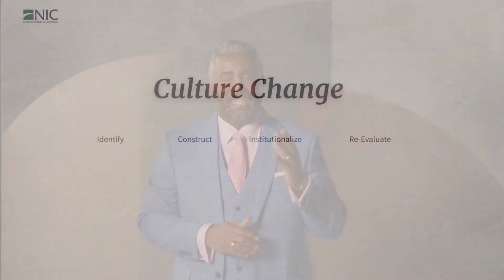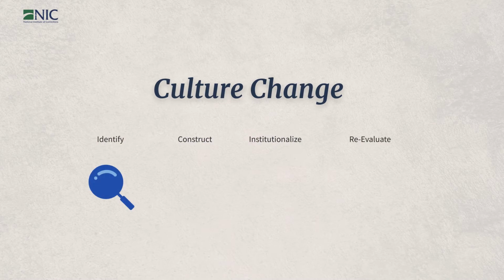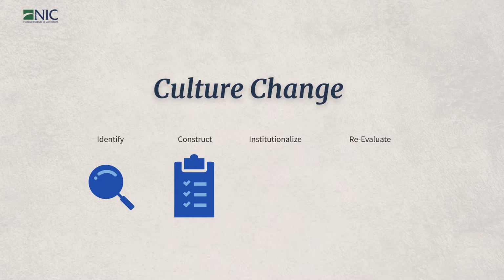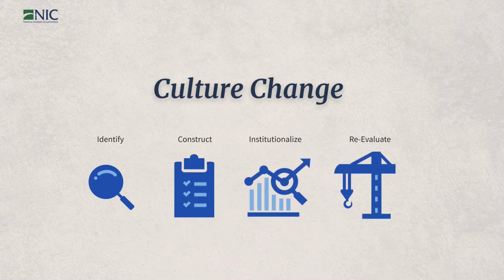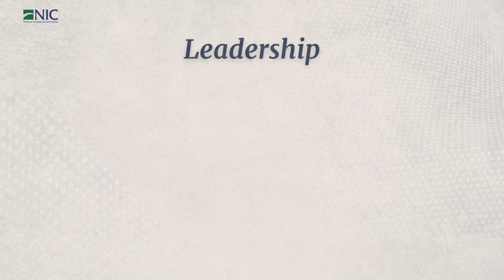This is the system. 4 key components, right? Identify, deals with statistical clarity. Construct, building the processes to address those disparities. Institutionalization, and then fidelity. We're going to talk about these 4 components, but today we're just going to deal with the first 2. Now, to do this, it requires leadership, right?